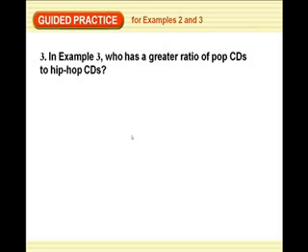In example 3, who has the greater ratio of pop CDs to hip hop? So pop to hip hop. So I'm going to write that. Pop to hip hop. Kind of hard to say. Okay, so Luis. Luis has 24 to 16, and we can divide those by 8. That's going to be 3 over 2.